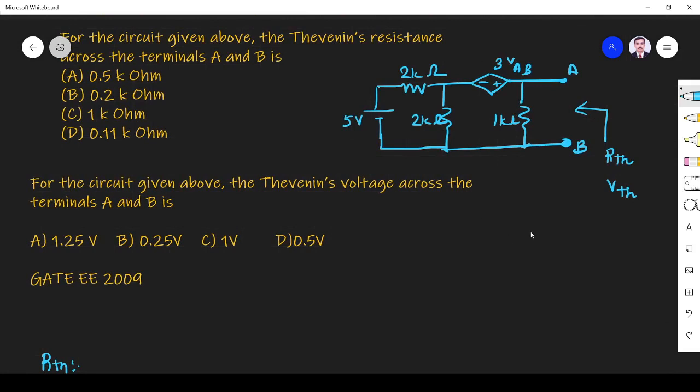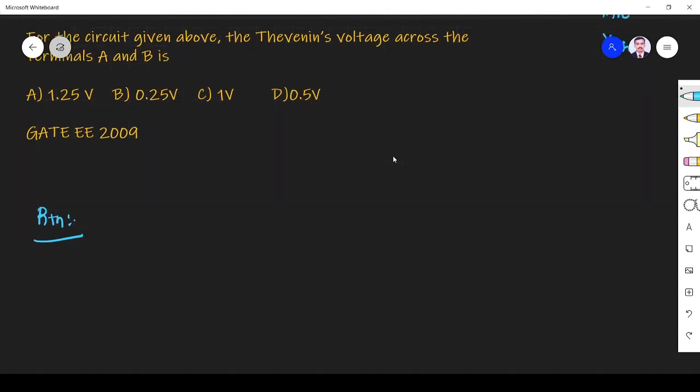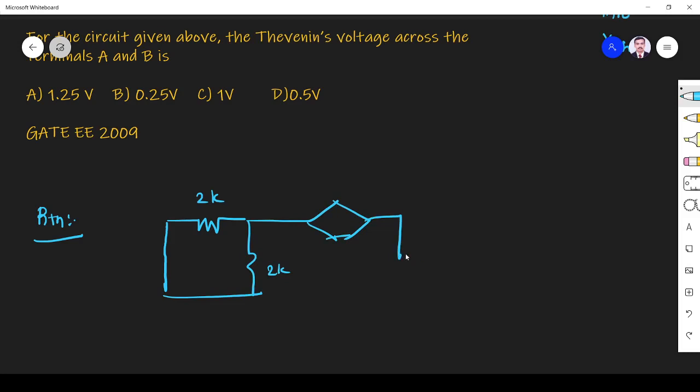Whenever we have a dependent source, if you want to find R Thevenin, what we have to do? We have to remove the independent source. Here we have a 5-volt independent source, so that we have to remove. If you remove a voltage source, it becomes a short. Now this is 2k, this is 2k, and this one will be 1k. Fine. Then what we have to do?